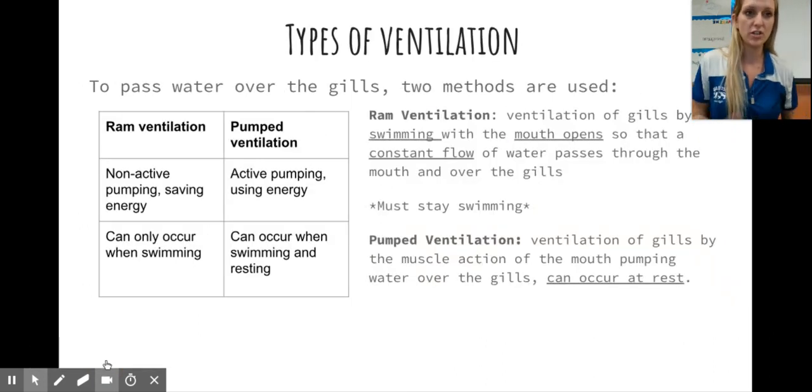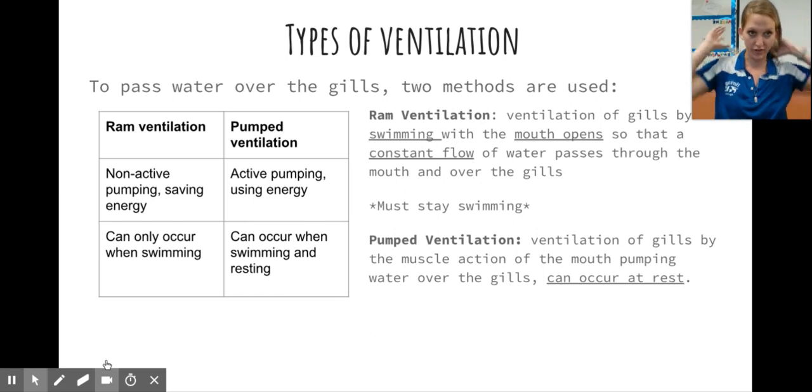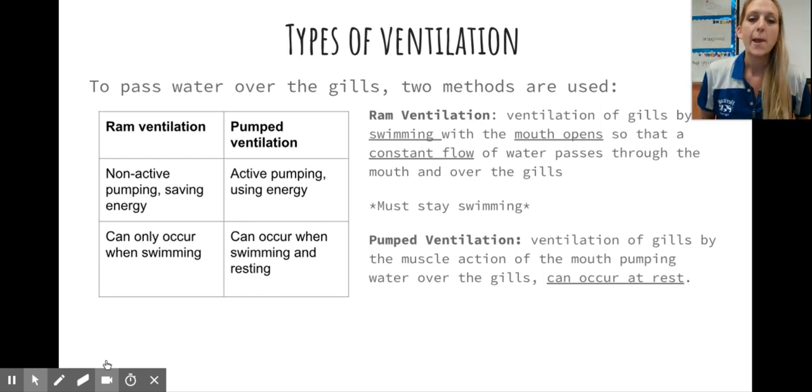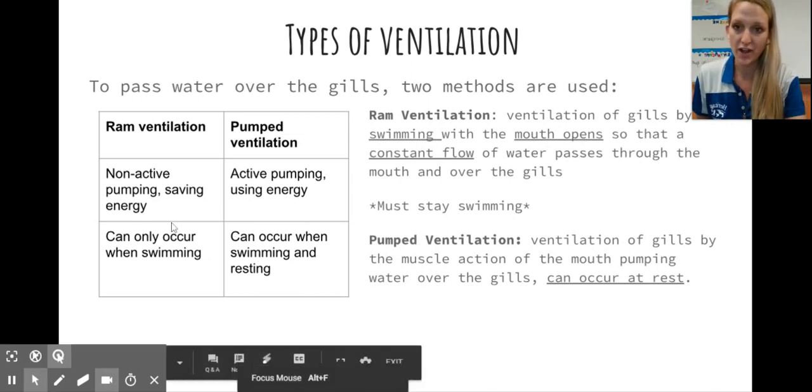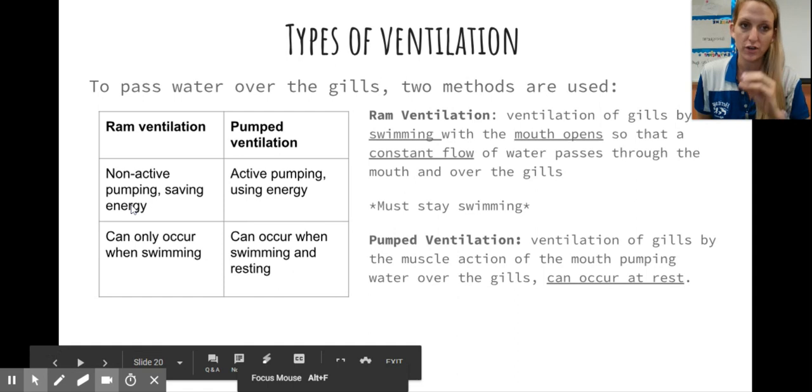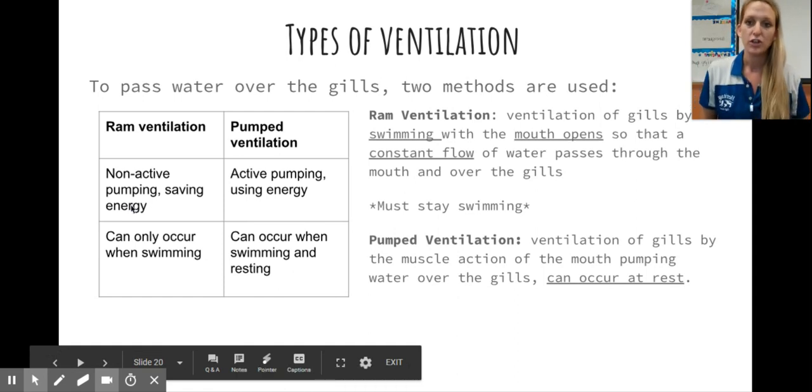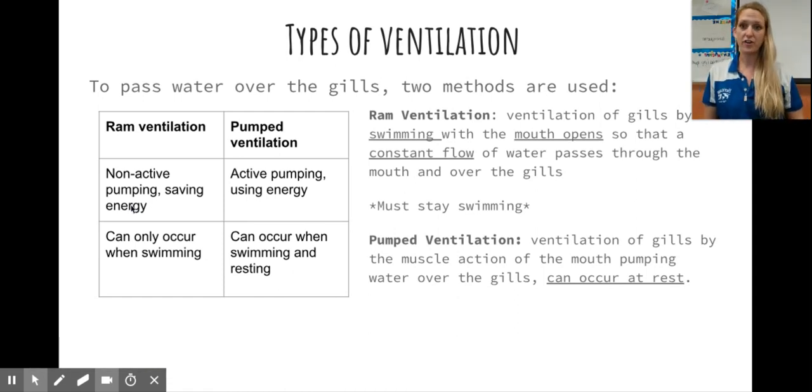Okay, 2 types of ventilation. Ram ventilation is done when you're constantly swimming, keeping your mouth open. Water is just flowing through your mouth, passing over your gills because of the force of it. Ram ventilation, you got to stay swimming. So you're not actively pumping with your mouth and your operculum and buccal cavity. So you're saving energy there. However, this can only happen while they're swimming.